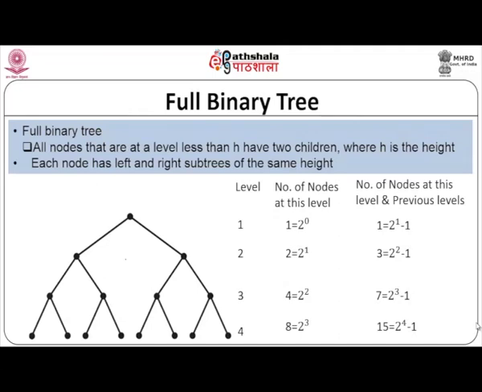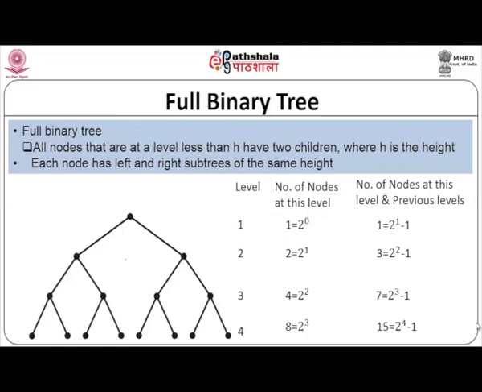Now, there are certain definitions that are very specific to binary trees. This is a full binary tree. What do you mean by a full binary tree? In a full binary tree, all nodes that are at a level less than h have 2 children. There is no question of one child in a full binary tree. All nodes from the top, except the leaves, have 2 children. There is no question of 0 children at any level other than the leaf, and no question of one child at any level other than the leaf. Here h is the height of the tree. So, at all levels less than h, each node will have a left and right subtree.